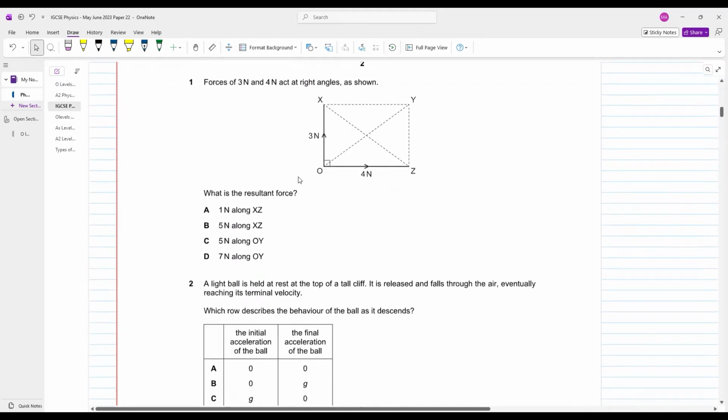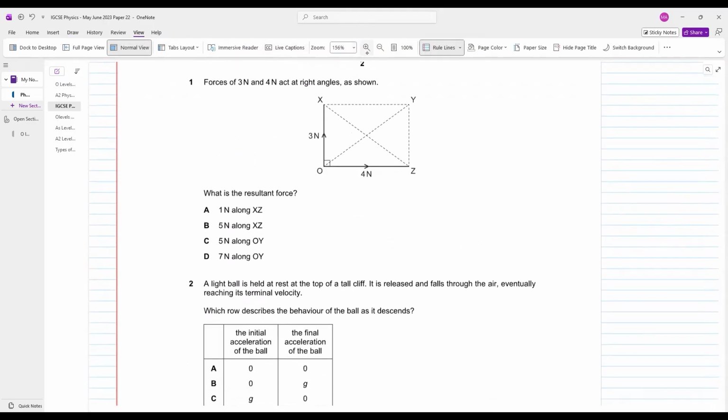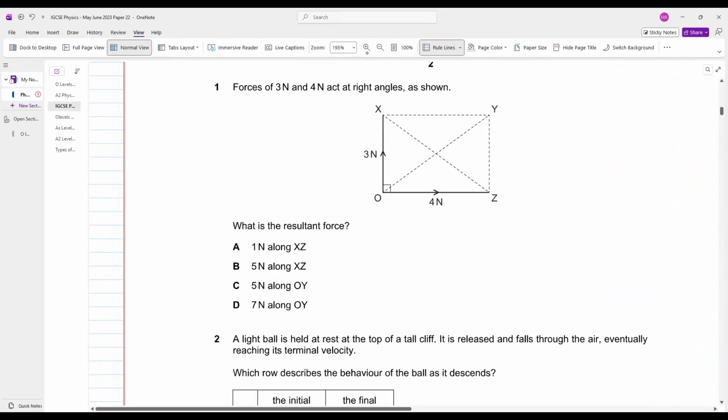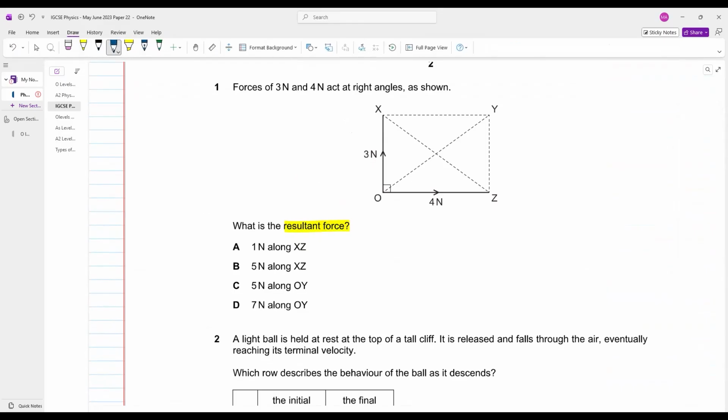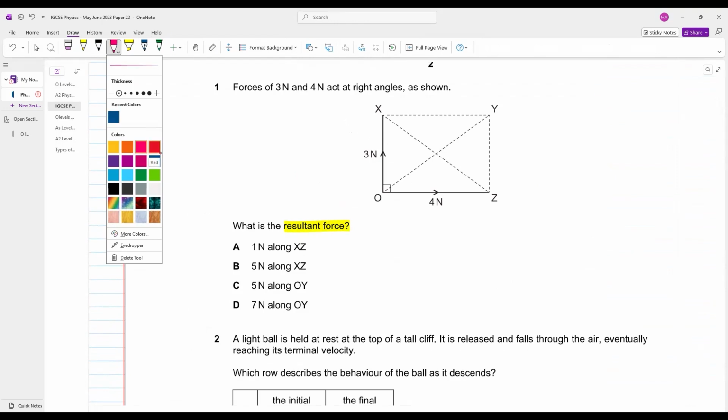A force of 3 Newton and 4 Newton act at right angles. What is the resultant force? Now, how did we calculate the resultant force? If you have to calculate the resultant vector, how do you do that?